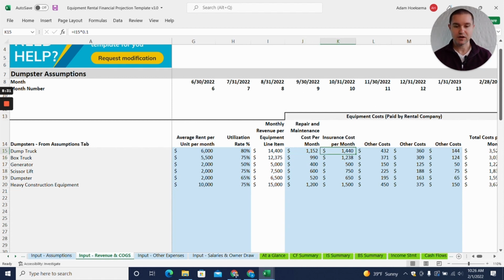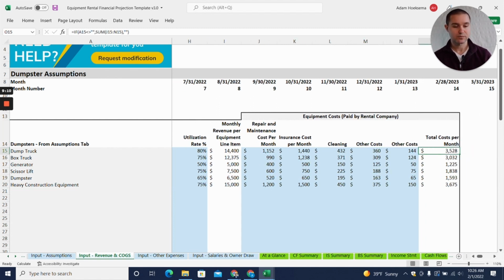We also have an insurance cost that I'm assuming at 10%, 0.1 per month of revenue. So 10% of revenue is going to be going towards insurance costs. And then we'll have other costs at 3% of revenue, another other cost. And you can type in what you want these costs to be. So let's just say this was cleaning. You could overwrite these categories here and put in your own expenses. And so then you're going to have your total cost per month per line item here.